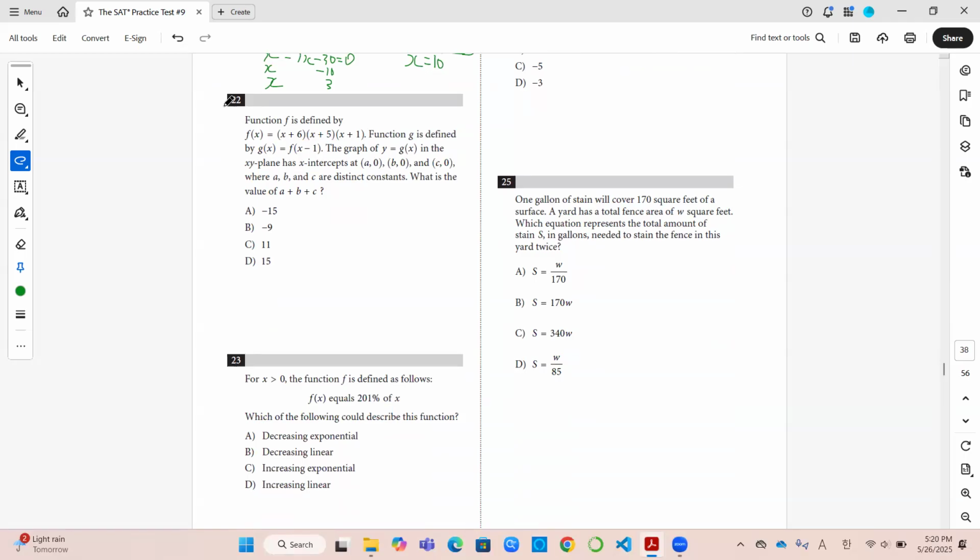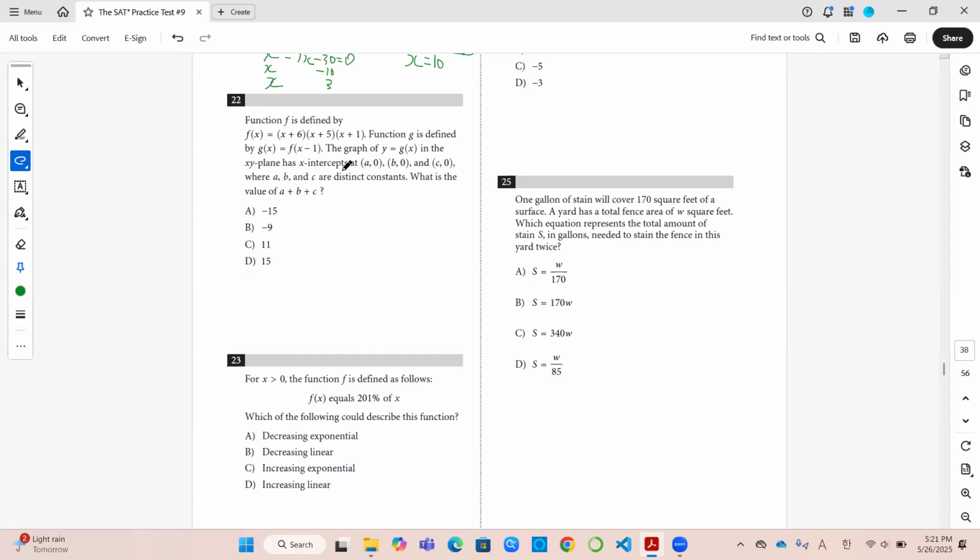The function f is defined by f of x equal to all of this. Function g is defined by g of x is equal to f of x minus 1. So the function is shifted 1 unit to the right. The graph of y equals g of x in the xy plane has x-intercepts at a0, b0, and c0, where a, b, c are distinct constants. What is the value of a plus b plus c?